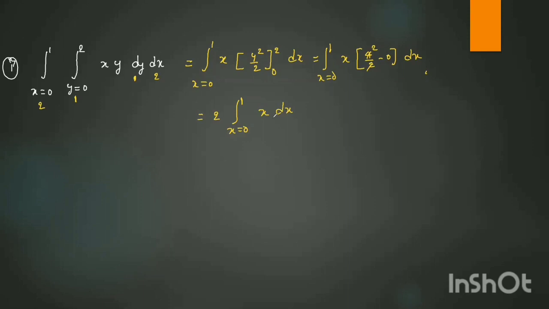Now we have to integrate x. What is integration of x? x square by 2. And the limits are 0 to 1. Keep 2 as it is. Apply the limit. In place of x, 1 by 2. In place of x, 0, 0. What is the answer? 1. The 2 gets cancelled, 1 is the answer.